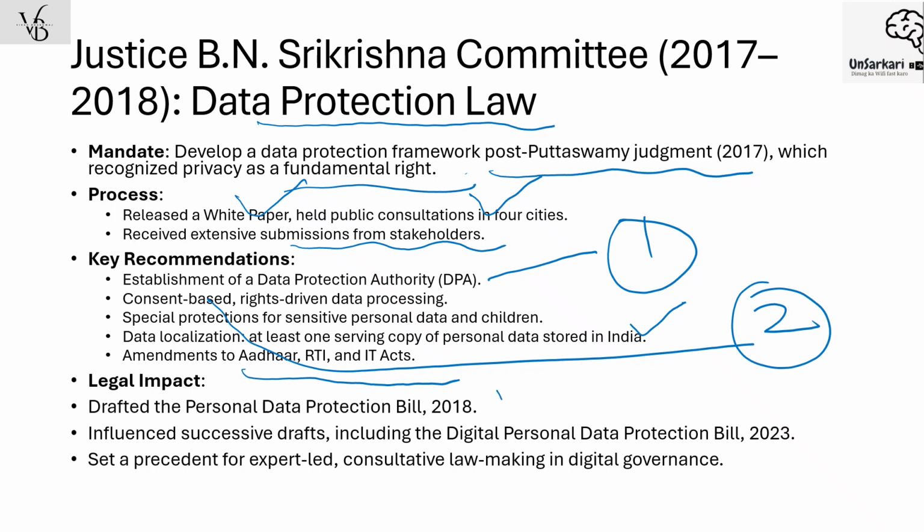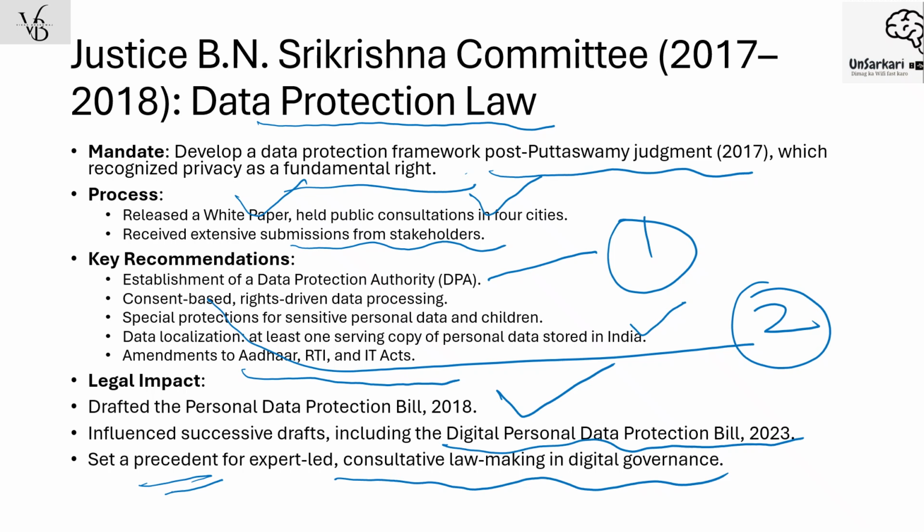It drafted the Personal Data Bill 2018, and successive drafts including the Digital Personal Data Protection Bill 2023 are also influenced by it. That means this committee was able to set a precedent for expert-led consultative lawmaking and digital governance.